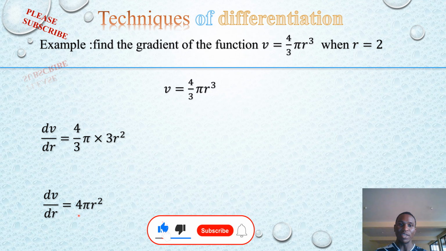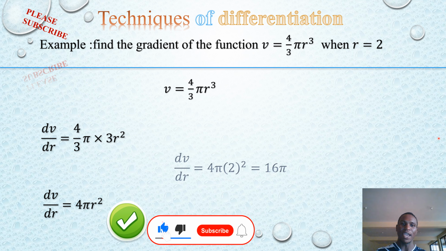So we are asked to evaluate this at the point r equals 2. All we need to do, now that we have the derived function, is replace r by 2. That's the meaning. We replace r by 2. So it becomes 4 pi times what? 2 squared, because r is 2. Then 2 squared is 4. 4 times 4 is 16. 16 times pi is 16 pi, which is the answer, right? So when you do that, you have your marks.